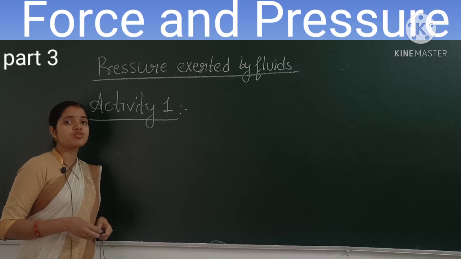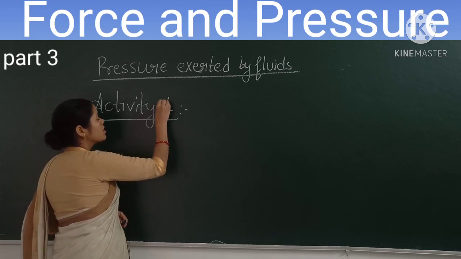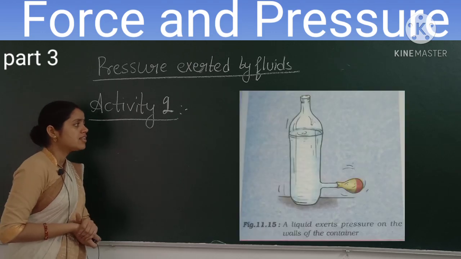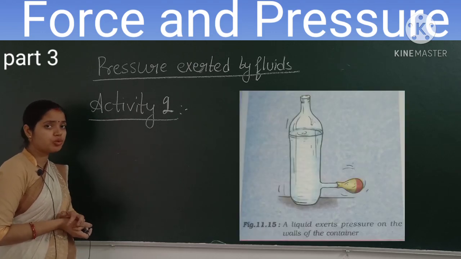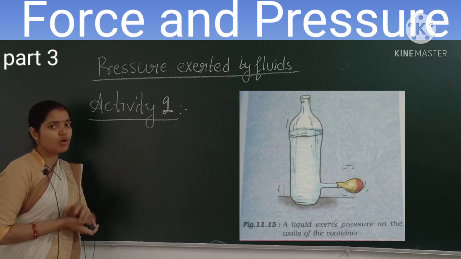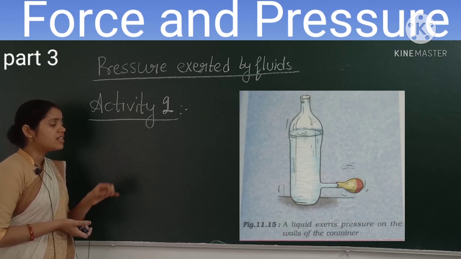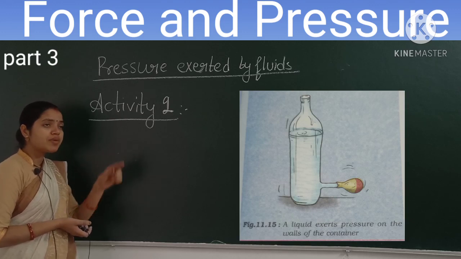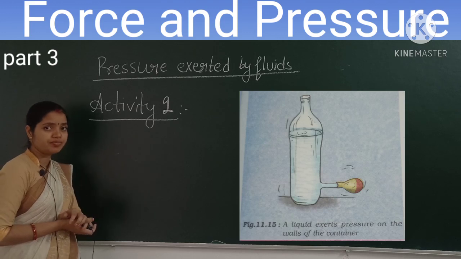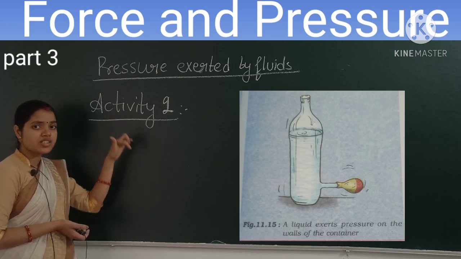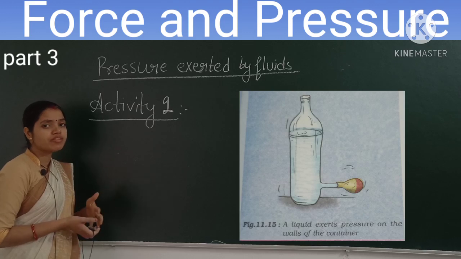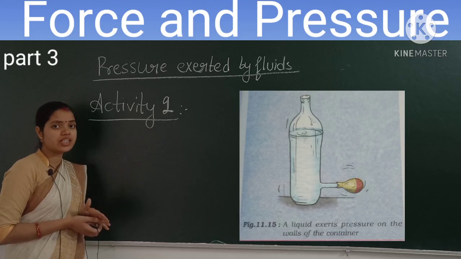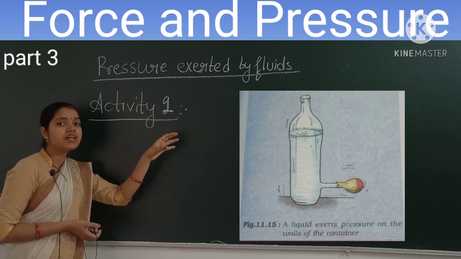Okay students, so come to the second activity. See, this is the second activity which is given in your textbook. Here, take a plastic bottle. Now, fix a cylinder at the bottom of this bottle and tie a rubber sheet at the end of the cylinder. Now, pour water into that bottle. Now, what will you observe? You will observe that water exerts pressure on the sides of the container so that the rubber bulges out.